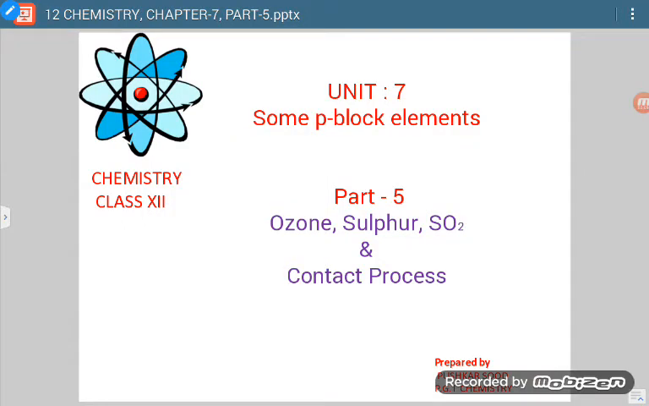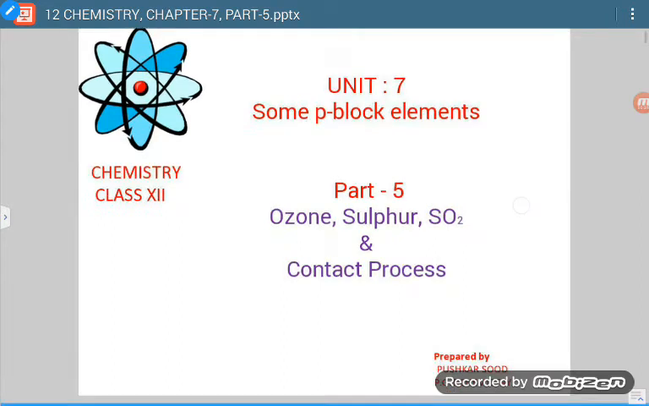Good morning students. Today we are going to discuss ozone and sulfur dioxide. We will discuss their preparation, their physical properties, their chemical properties, and then we will learn about the contact process for the preparation of sulphuric acid, and also we will study the oxyacids of sulfur. Okay, so let us start.